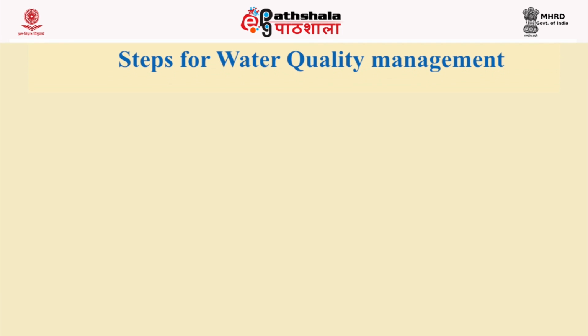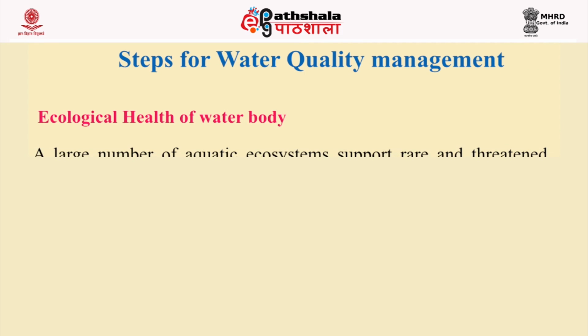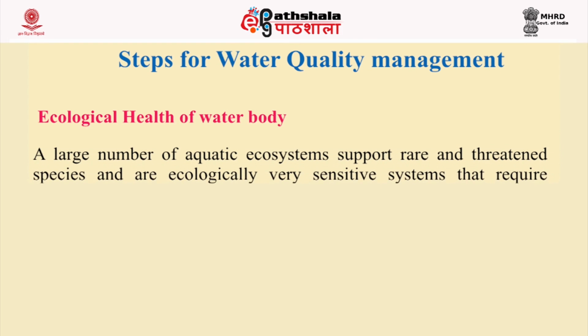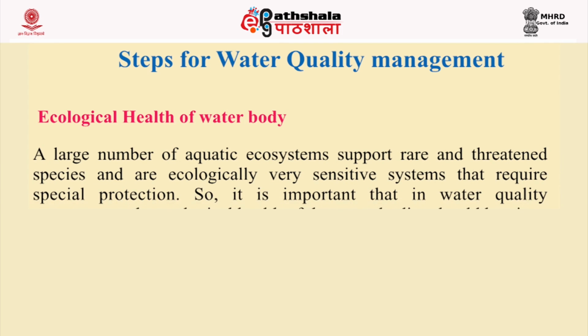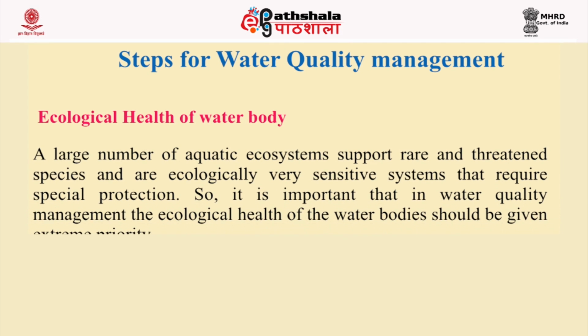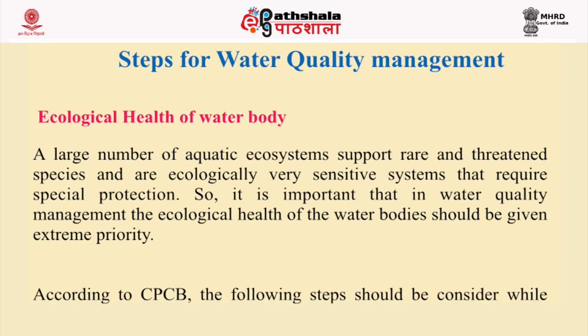Next are the steps for water quality management. Before understanding the different steps of water quality management, we should keep in mind the ecological health of water body. A large number of aquatic ecosystems support rare and threatened species and are ecologically very sensitive systems that require special protection. So it is important that in water quality management, the ecological health of water bodies should be given extreme priority.